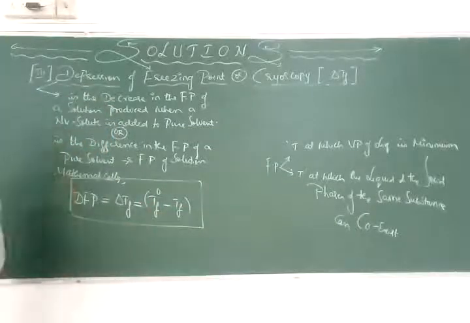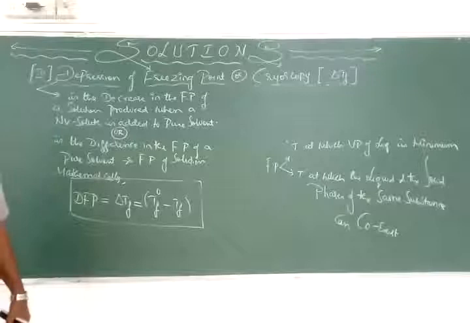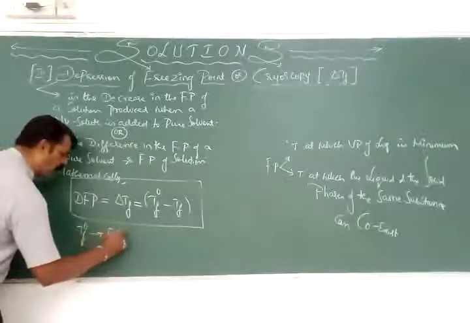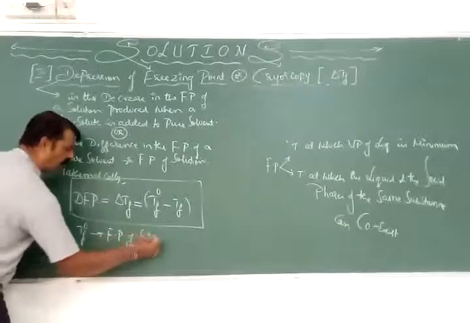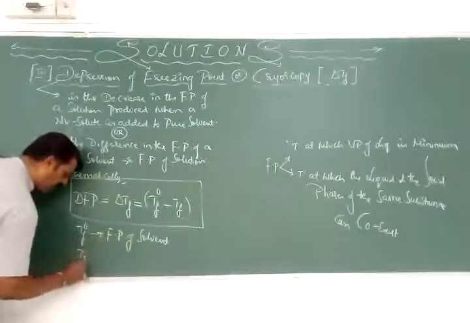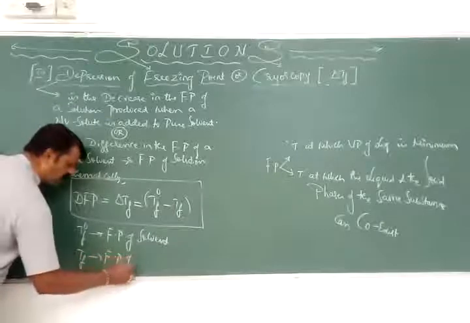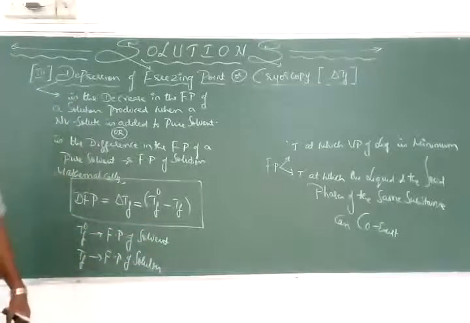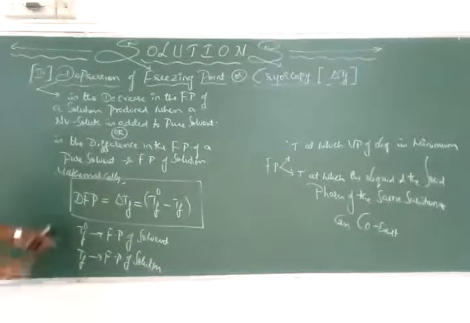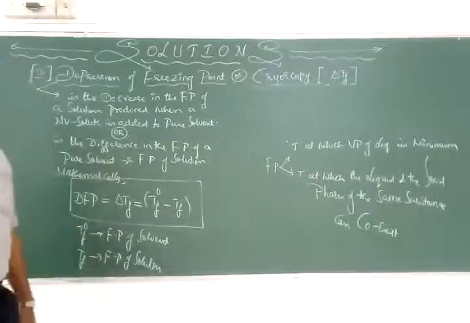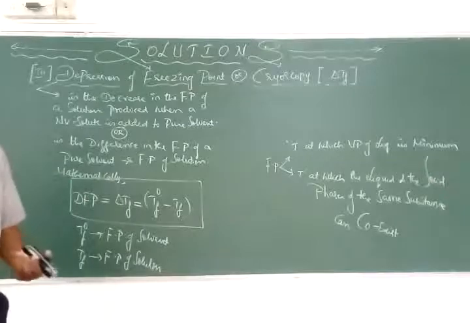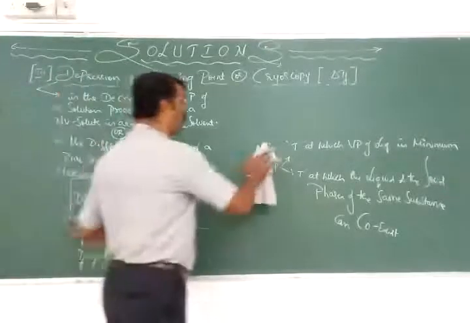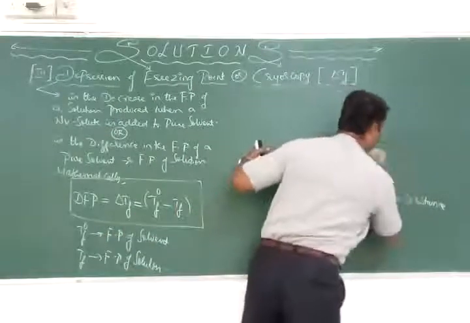This is the mathematical expression or the definition related to the depression of freezing point. Here, TF naught is the freezing point of a pure solvent, and TF is the freezing point of a given solution. So the difference in the freezing point of the pure solvent and the solution that has been formed is called depression of freezing point, which is also called cryoscopy. Okay. So now, how do we have the graphical representation related to this depression of freezing point?